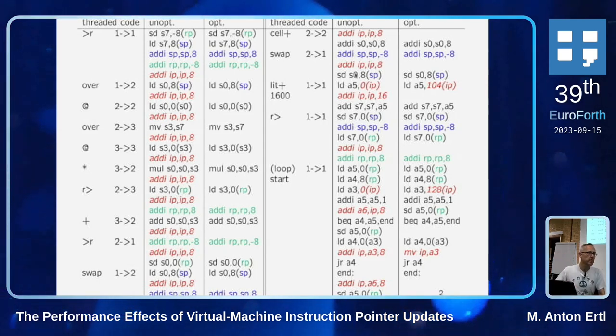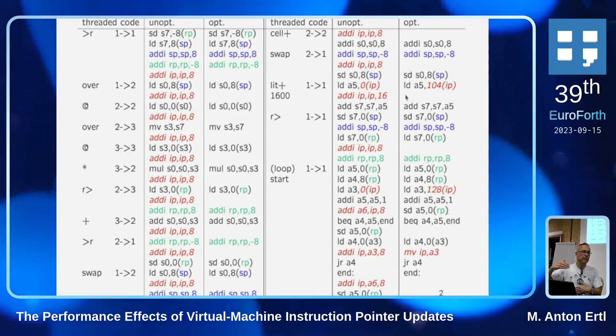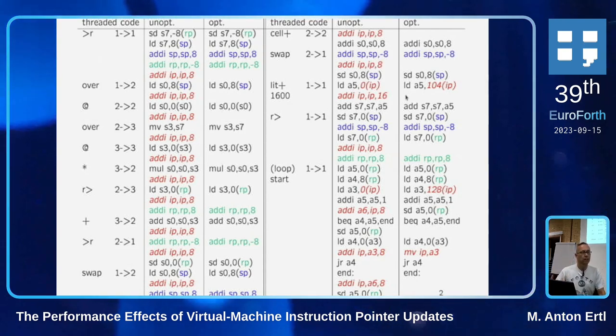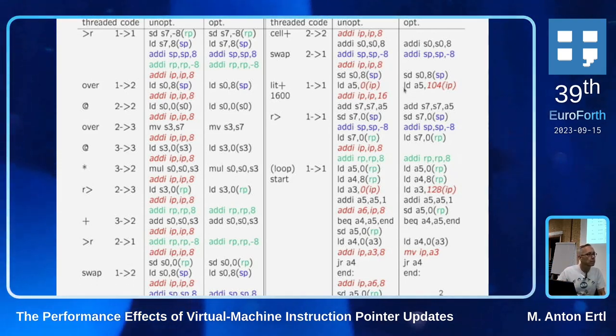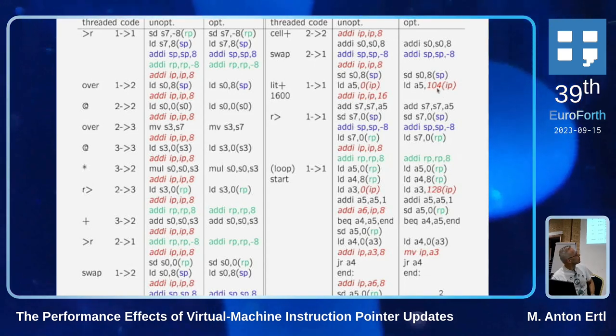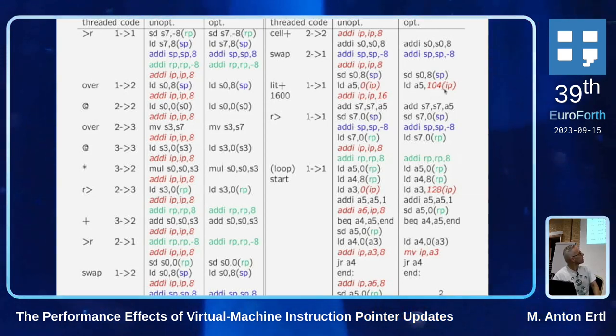The full optimization actually has a version of lit plus that knows that it is at a certain offset from the actual IP, which is somewhere further down. This offset is shown here. It's 104 bytes, whereas here we have 0 bytes offset. So the IP at that point is still pointing to here, and that's why in order to access this number, we need to use 104 bytes of offset from this point.